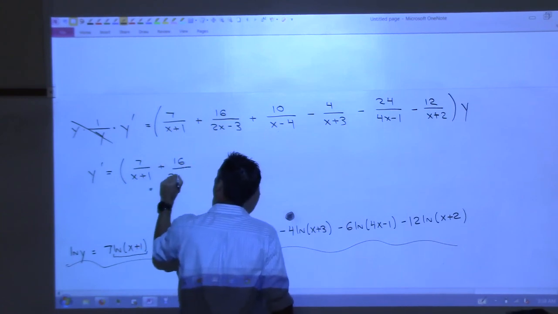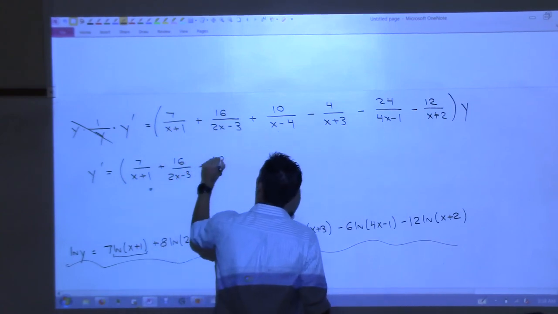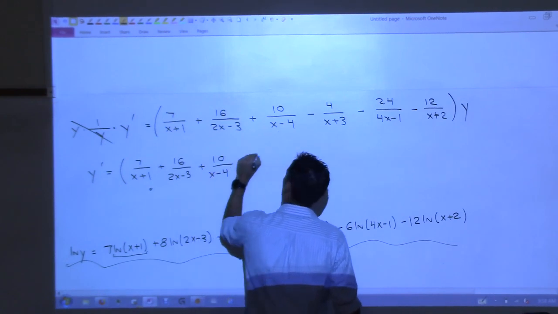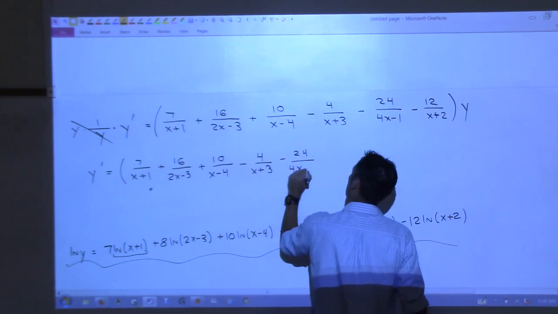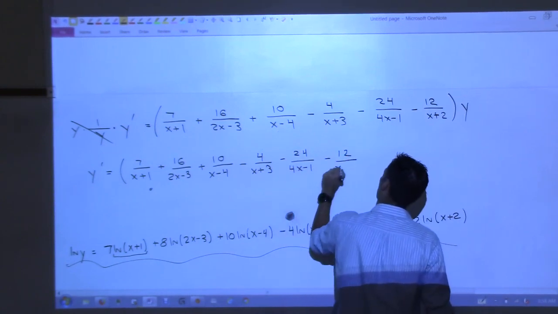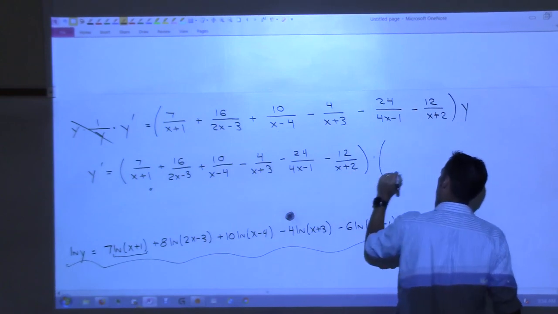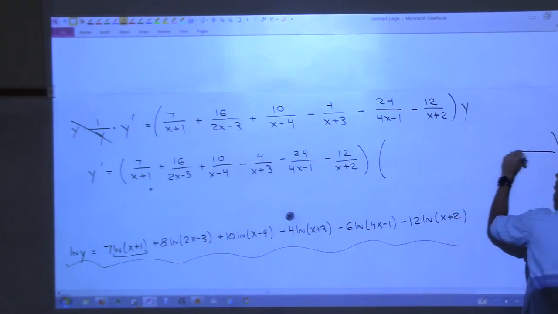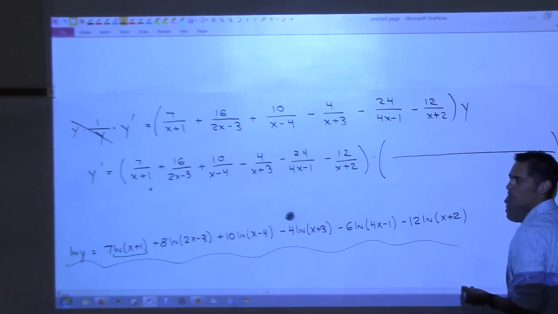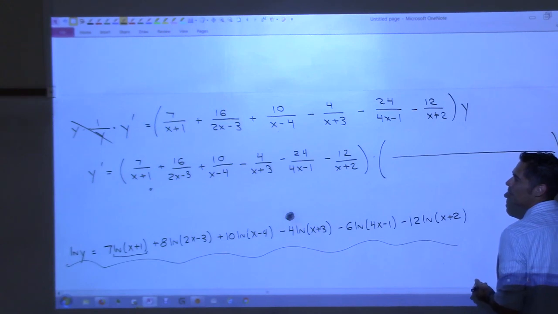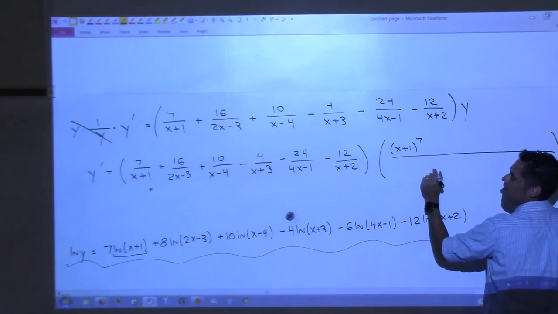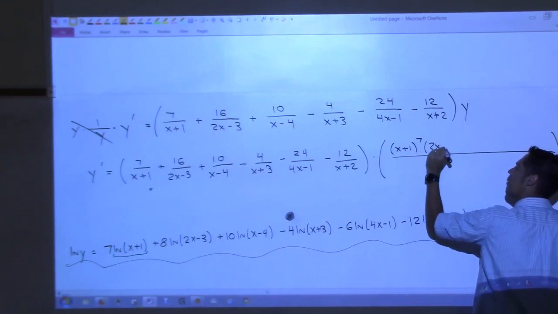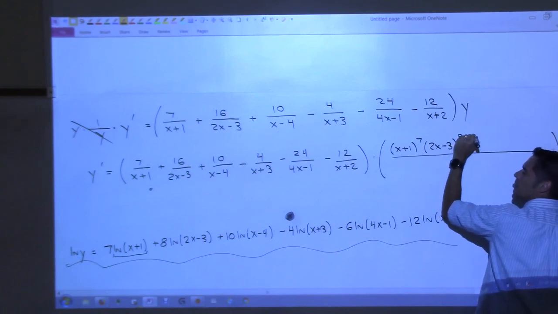Okay, so look. All right, I forgot what the problem was. What was the original y equals? Hold on. (x+1) to the 7th. Hold on, let me do this myself. Let me see if I can figure this out.